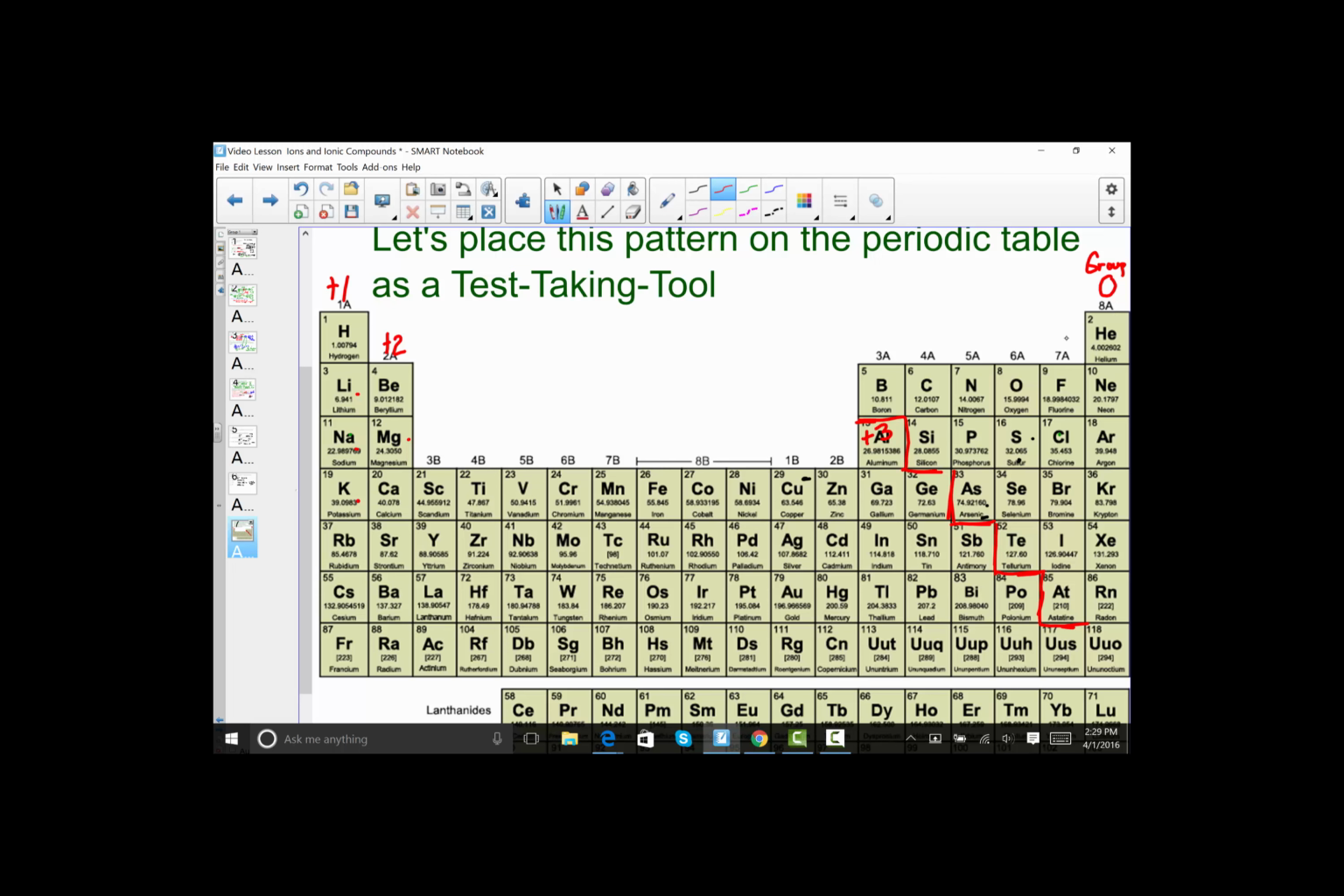Fluorine, chlorine, bromine, and iodine are all in group 7A. When they gain an electron, they'll be a -1 charge. Fluoride, F-1. Chloride, Cl-1. Bromide, Br-1.